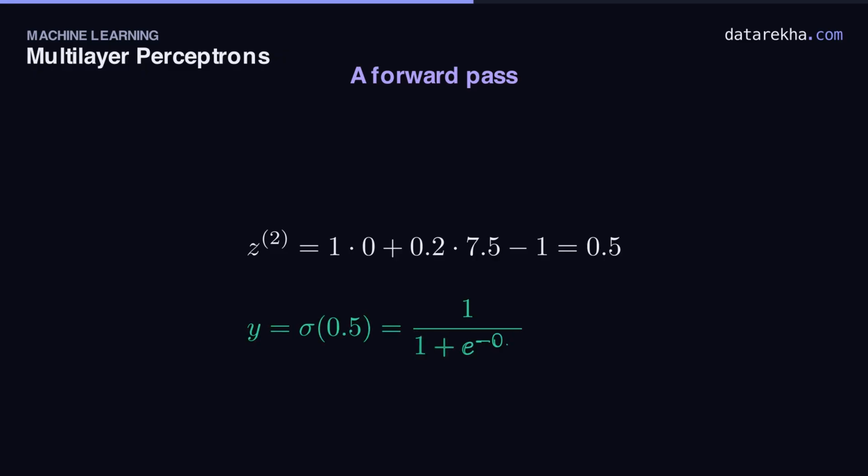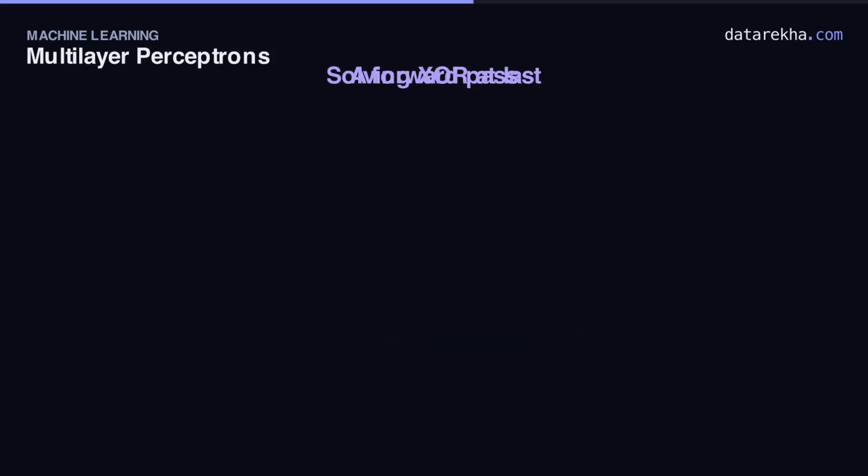Finally, the sigmoid of 0.5, which is about 0.62. And that's the entire forward pass. Inputs in on the left, a single number out on the right. Every multiply and add laid bare.